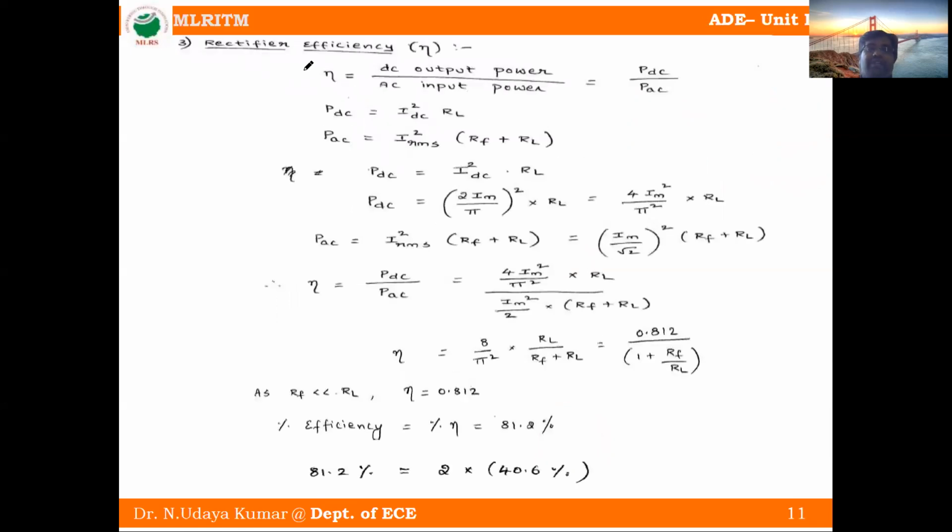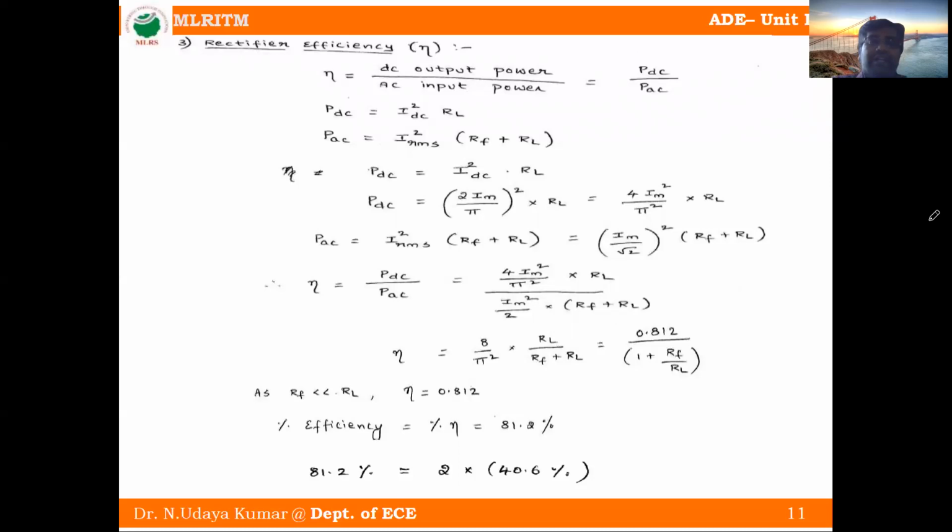Okay. Next, rectifier efficiency. For any system, we calculate the efficiency, how well it performs. Efficiency means output power by input power. What is the output power? The output side is DC and the input side is AC. So it is PDC by PAC. What do you mean by PDC? It is I square DC into RL.